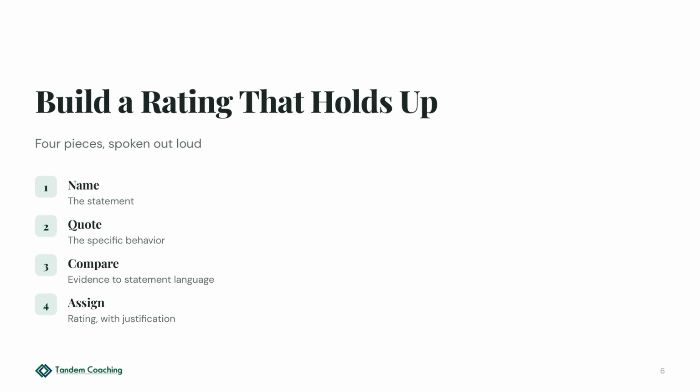Every rating has to be justifiable out loud. A rating without evidence is just an impression wearing a number. So build each one in 4 pieces. Name the statement, quote the specific coach behavior, state the comparison, how that evidence maps onto the statement's language. Then assign the rating with the justification written down. If those four hold together out loud, the rating is sound. If you cannot quote the evidence or explain the comparison, stop and go back. The justification is not paperwork after the fact, it is the proof the rating was real.